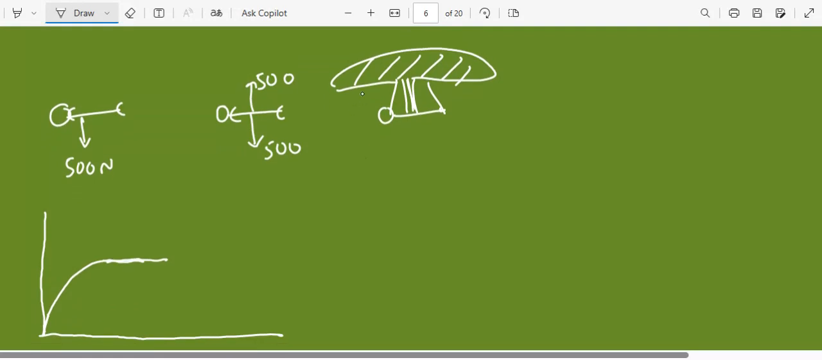So then more air particles will be colliding with this parachute. So as a result, what will happen? There will be a large air resistance acting. Let's say it is about 2000 newtons or something. So then 500 newtons is acting downwards.